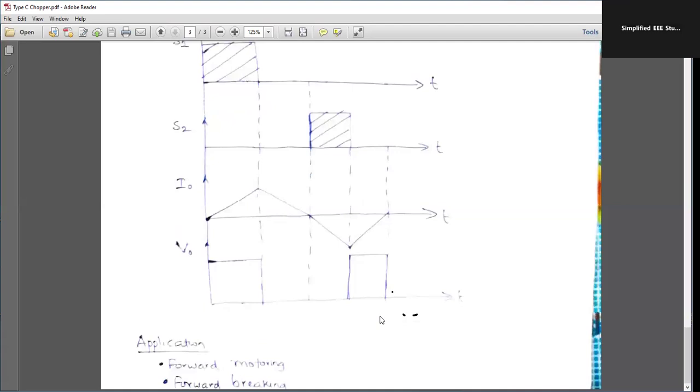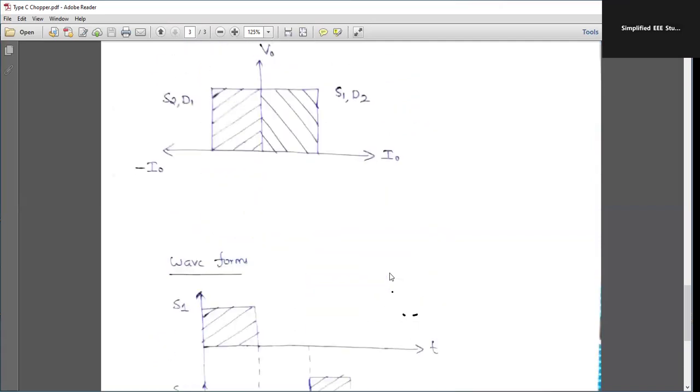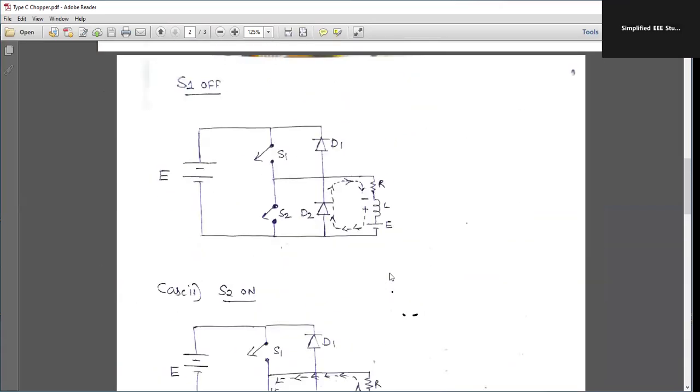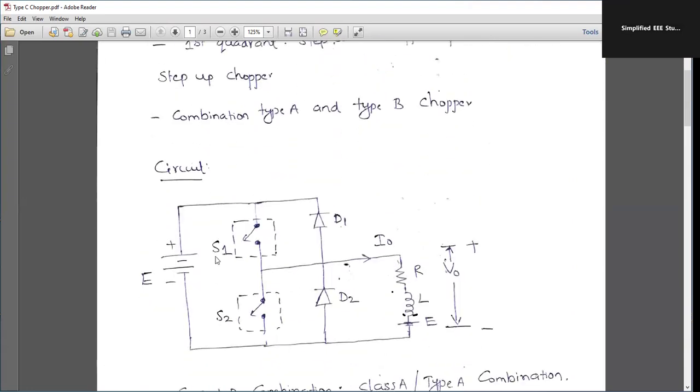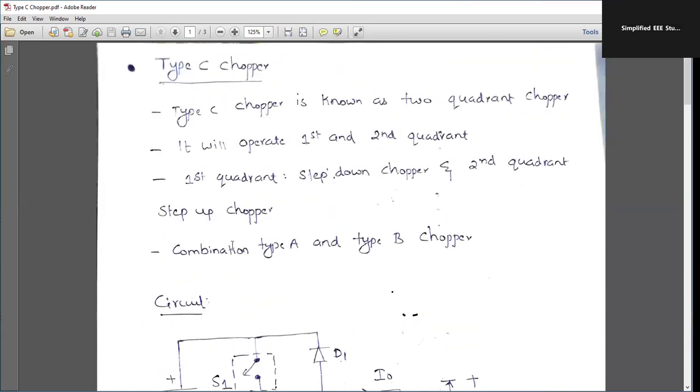So there are two major applications. One is forward motoring, the other one is called forward braking. So that's all about the type C chopper, or class C chopper. Systematically, you can draw it. You have to explain two conditions. The S1 is on, then you will be dealing with S2 is on. Two conditions you have to mention: one is the operation of S1 and another one is the operation of S2. Remember, S1 and S2 are power electronic switches.